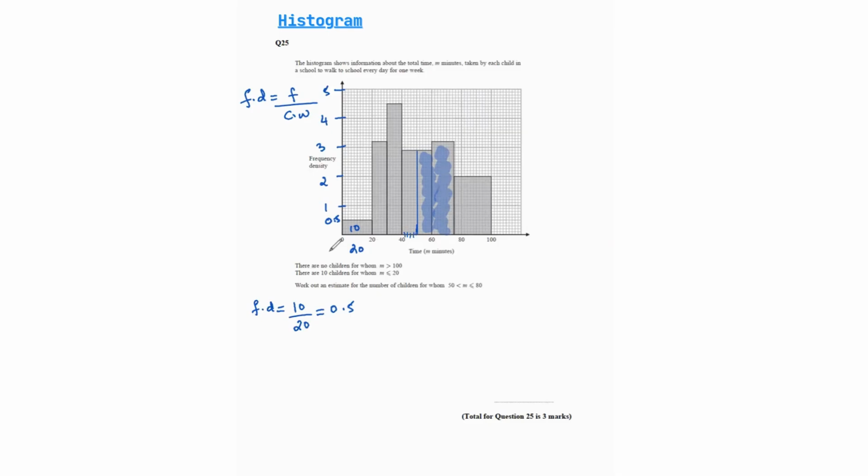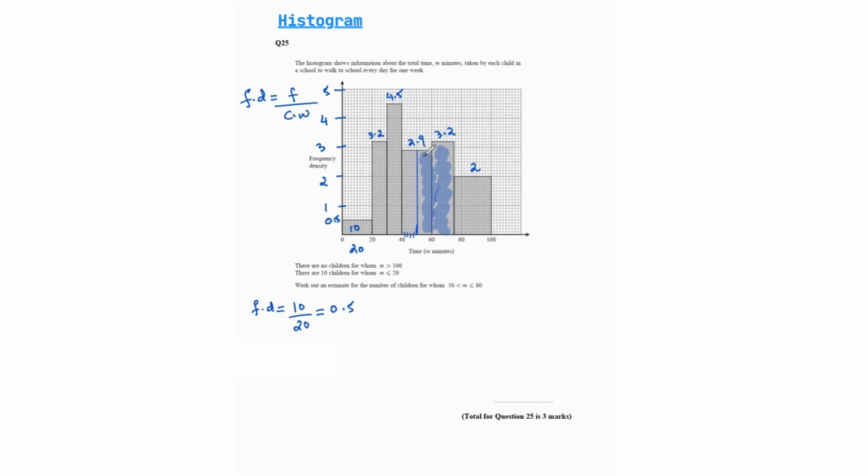So using just one value, we can easily find the scale for the frequency density. Once you've done that, what we do is we find the frequency density values for each of the other bars. So for the second bar, it's 3.2. This is 4.5. This is 2.9. Again, 3.2. And this is 2.